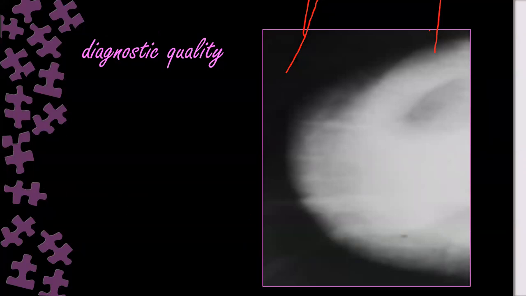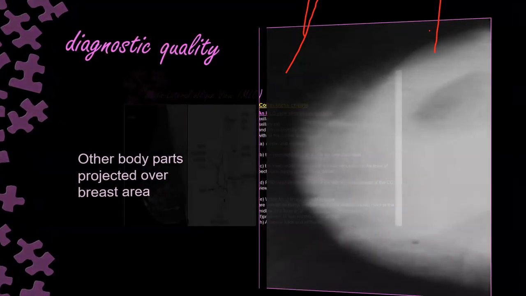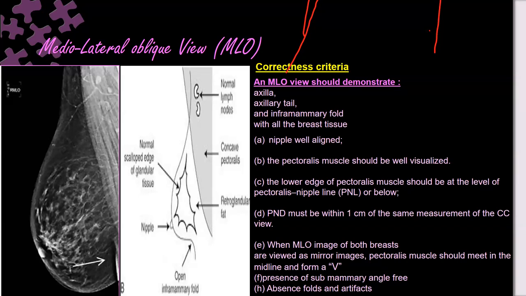Okay, what about this image? What is wrong with this image quality? Underexposed. Only underexposed? This is more than that. If it is under compressed, this area is different from this area. If it is under compressed, why did you not see the skin? It is obscured. The breast is obscured because it is superimposed by another body part projected over the breast area. You see, distorted. So let us go for the positioning.